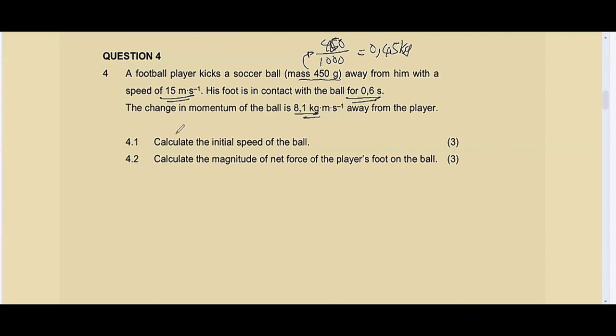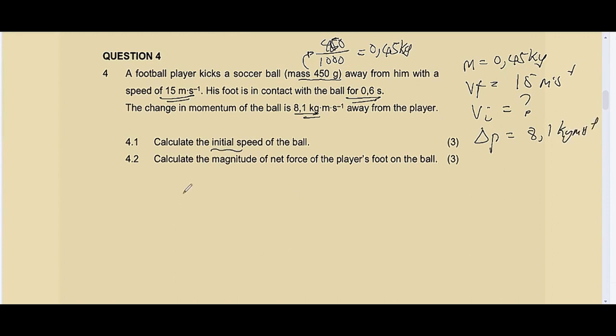Right. Now, 4.1 says calculate the initial speed of the ball. So let's see the information that we have. We have mass, it's 0.45 kg. And then we are given our final velocity, because we are to calculate the initial speed of the ball. So this is the final velocity, 15 meters per second. Then VI, we are looking for that. And then change in P is 8.1 kg meters per second. Then to calculate, we just mainly use the formula change in P equals M times VF minus VI.